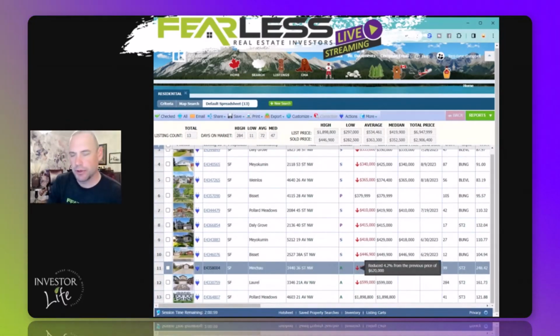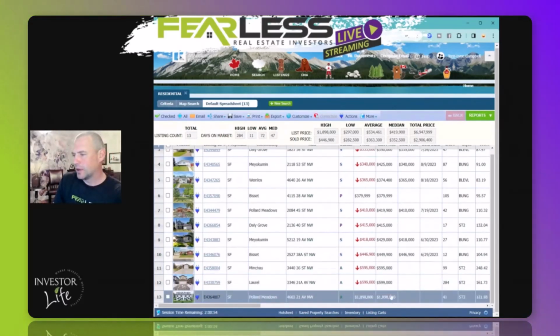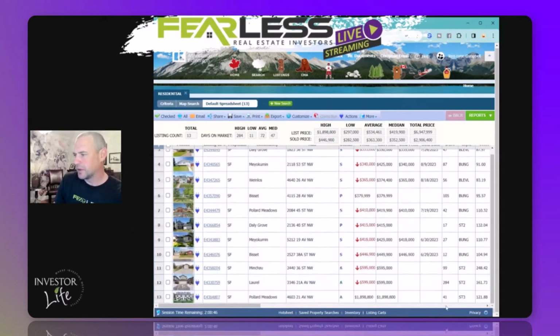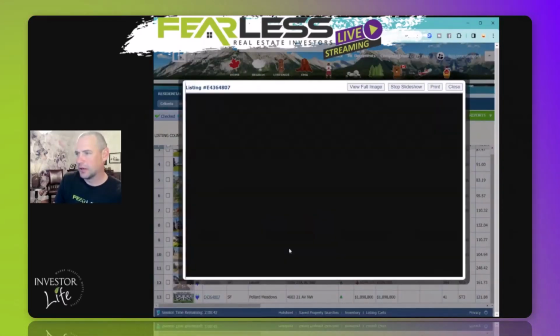We already know the neighborhood is good. Now we have to start analyzing the property. What about this, guys? This brand new one is kind of interesting. $1.898 million. Okay. It's been on the market for 41 days. Let's just have a quick look at the pictures of this.